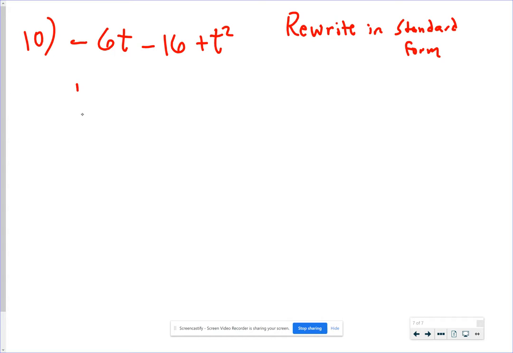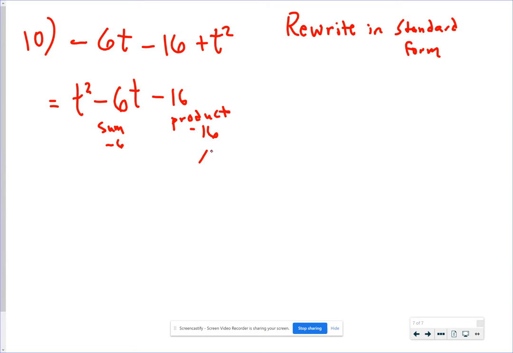Remember, standard form is where the powers go from biggest to smallest, so we're going to put the t squared in front, and the t to the first power term in the second location, and then the constant term, the negative 16, in the last location. That's what we call the constant. Doesn't involve the variable. So I need a sum of negative 6. I need a product of negative 16.